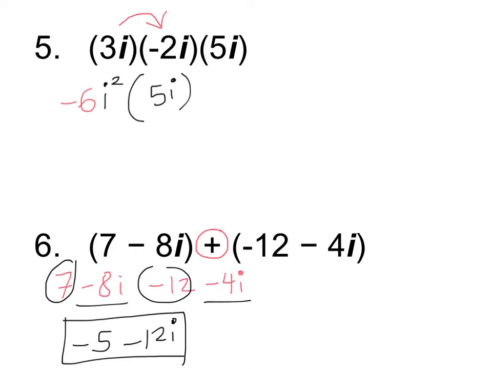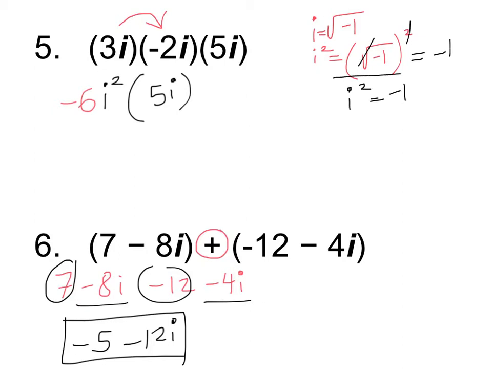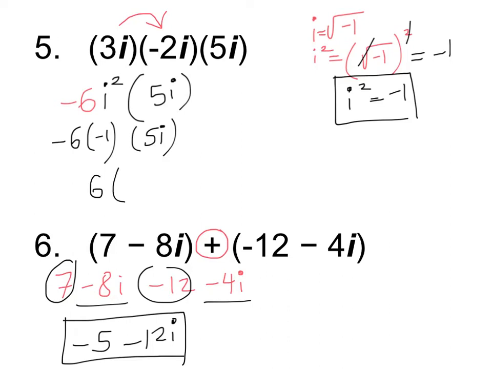Now, another big idea in this lesson: we learned that if i is the square root of negative 1, then i squared means I need to square the square root of negative 1. And every time you square a radical, what's going to happen to the radical? It's going to go away. So i squared is equal to negative 1. So every time you multiply and you get an i squared in your solution, you have to replace it by negative 1. You should not have an i squared in your solution. So I'm going to replace i squared by negative 1 and copy down the 5i. So negative 6 times negative 1 would give you a 6, times 5i, and that will give me a 30i. And that would be my final answer.